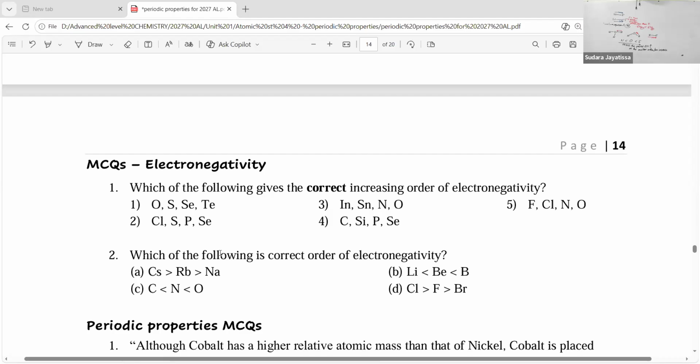In 2023 A-level MCQ, you can try statements 1, 2, and 3. In 2024 A-level MCQ, statements 2 and 5. And then 2024 A-level SCQ 1, A4, last statement.